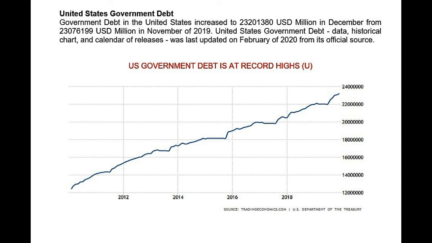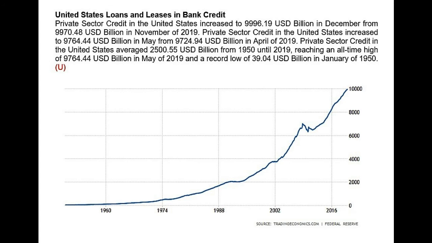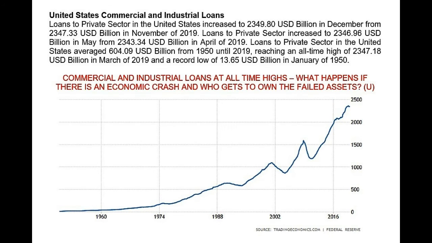M2 velocity, just like M1, is going through the floor. Government debt is hitting all-time highs. This is post-CV19. This graph in March and April is going to change substantially, and it is going to go vertical. Government consumption expenditure yearly is doing what all the other debt-related graphs are doing. It's climbing. In the 60s and 70s, United States loans and leases in bank credit were plodding along quite nicely. In recent times, they have grown drastically. US commercial and industrial loans, likewise, are going through the roof. Private individuals and corporations are becoming more and more indebted.